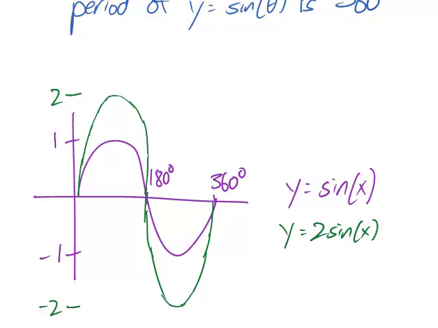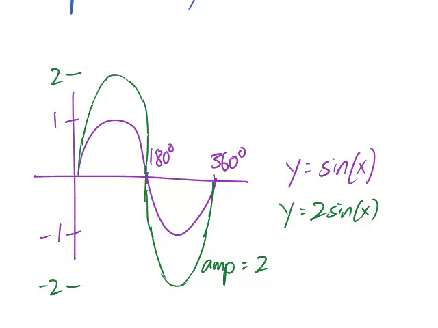One important thing to note is now the amplitude is equal to 2. Because not only are you going up to 1, you're going up to 2. Which makes sense because the function is twice as big now, vertically.